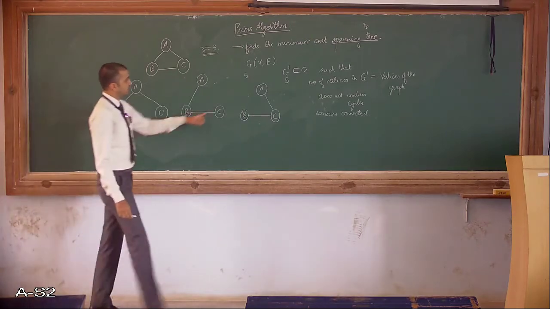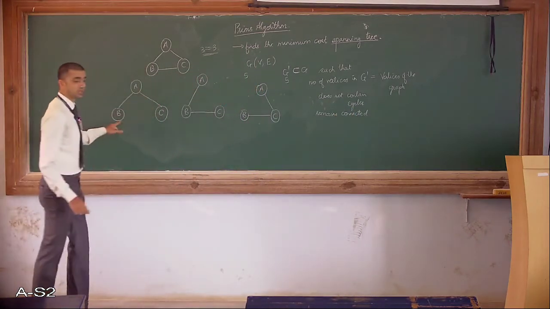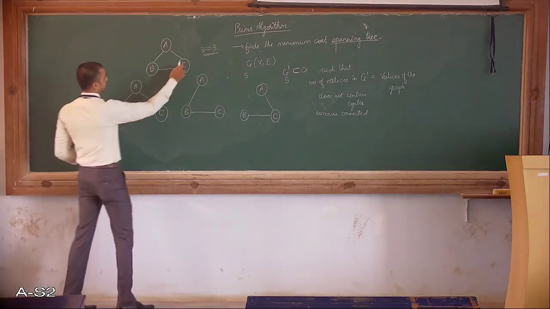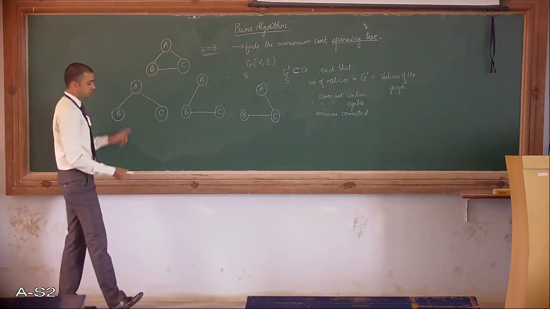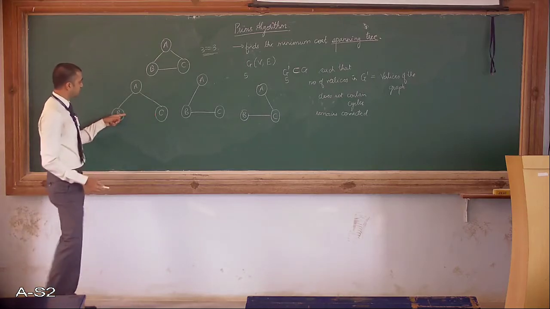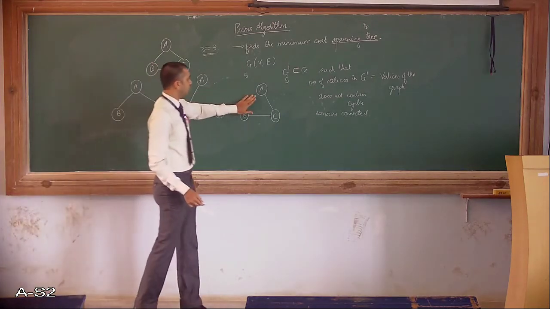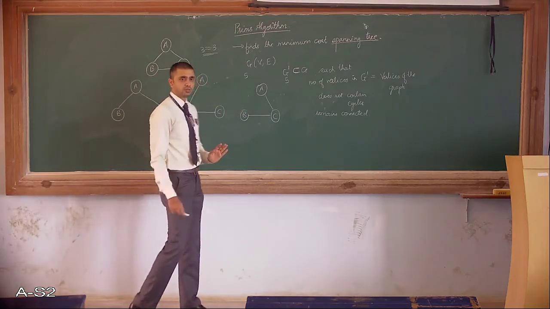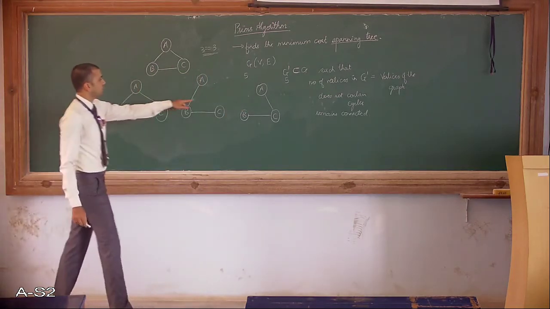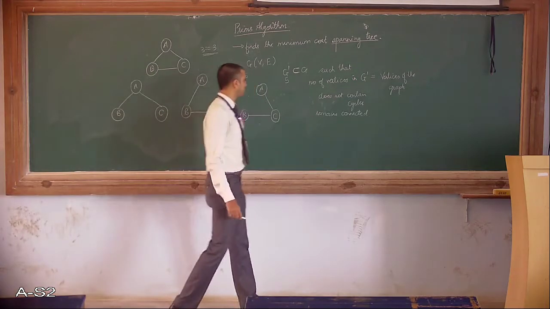Next, it does not contain cycles. It does not contain any cycles. This is a cyclic graph. This is not a cyclic tree. So there is no edge from B to C, no edge from A to C, and no edge from A to B. So this is a non-cyclic tree, and it remains connected.